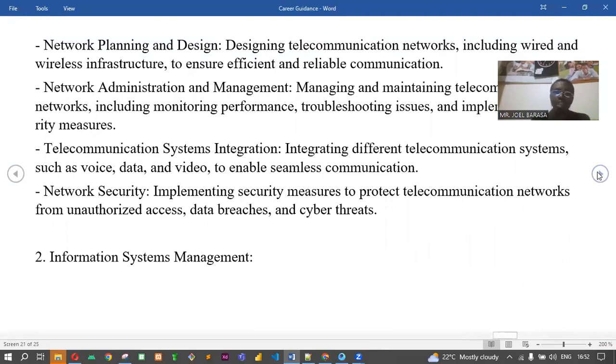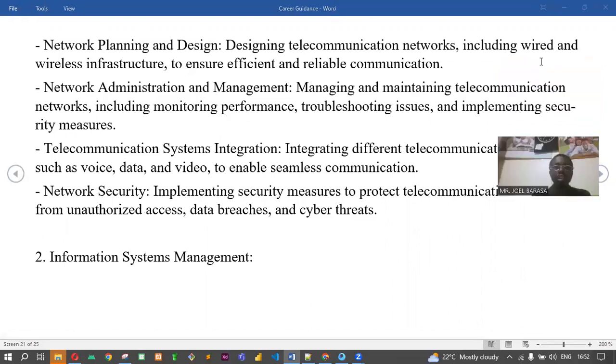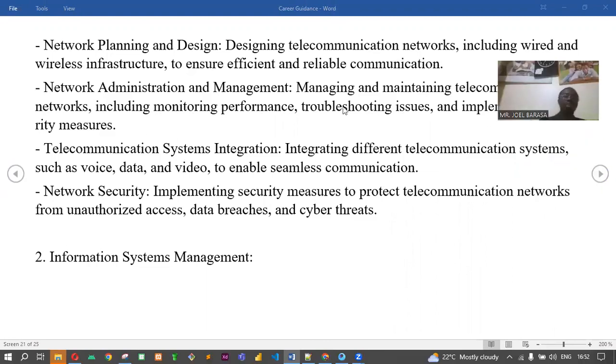Network planning and design, you are good in networking and so on. You can also become a network administrator, management. So here you can work like an IT guy, in such areas, so that you are able to deal with managing and maintaining telecommunication networks, including monitoring performance, troubleshooting issues, and implementing security measures within the systems, like cyber security and other things. You are the guys who deal with that.